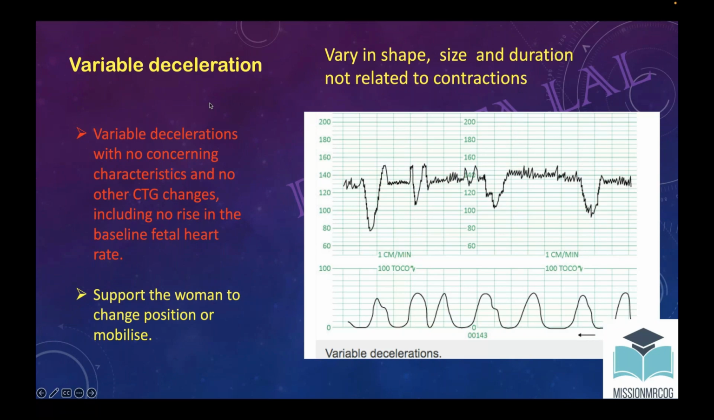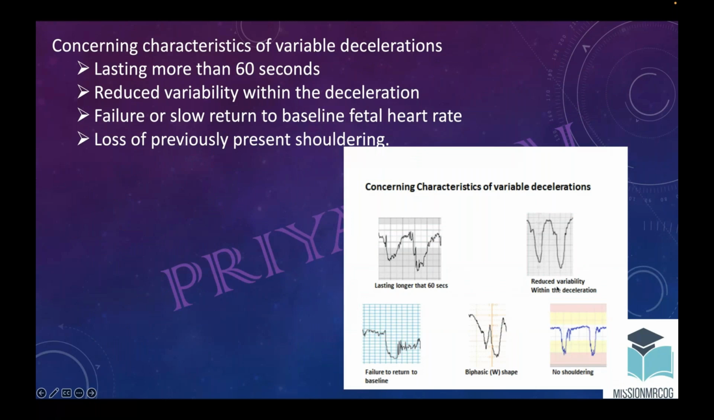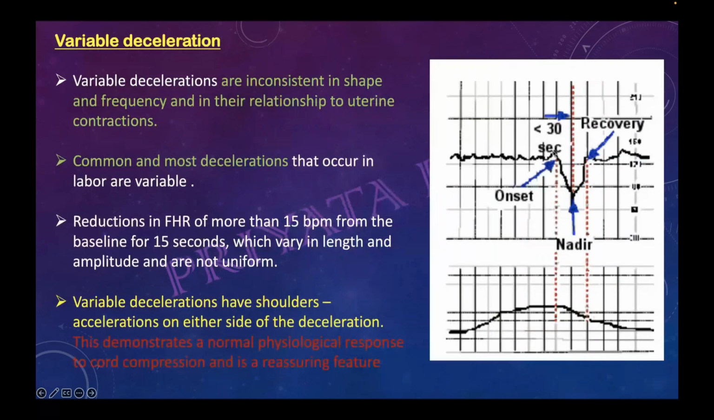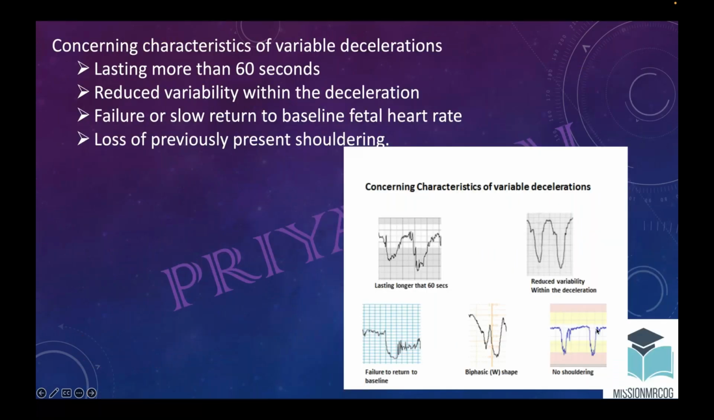Now these are the concerning features of variable deceleration: return to baseline taking more than 60 seconds, less variability inside the deceleration, a W-shaped pattern, or no shouldering. Can you see there is no shouldering? We just saw the normal one, where there was shouldering. Now you see here there is no shouldering. This is a concerning feature. So these are the concerning features of variable deceleration.